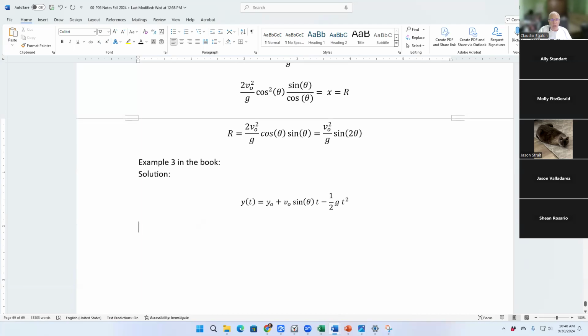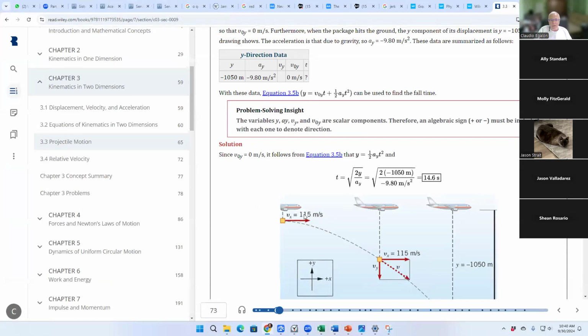The initial velocity of the package in this case is going to be 115 meters per second. And the angle of launch is going to be what? It's going to be 0 degrees, the initial angle, because the plane is flying along the horizontal. So this angle theta here is going to be 0.